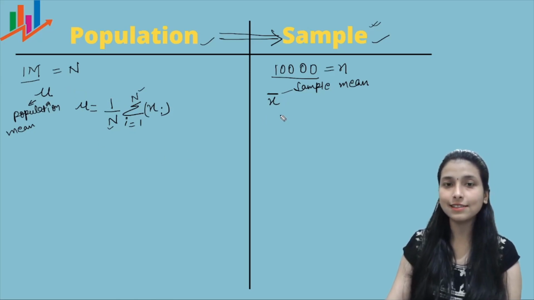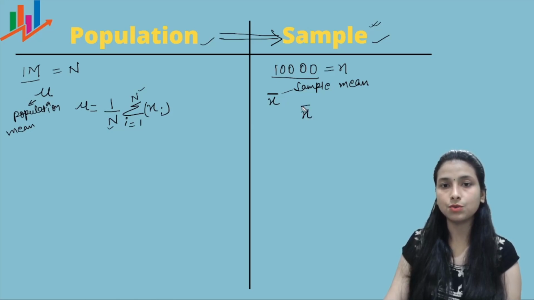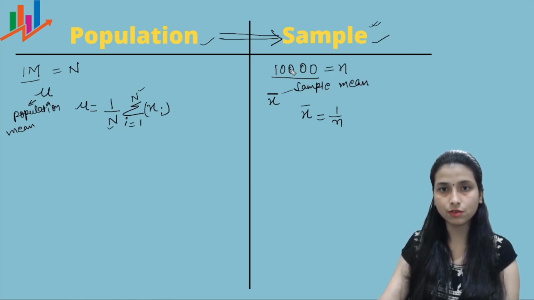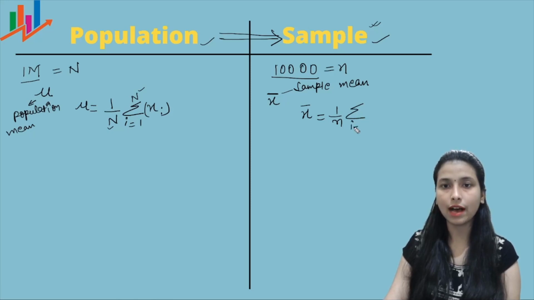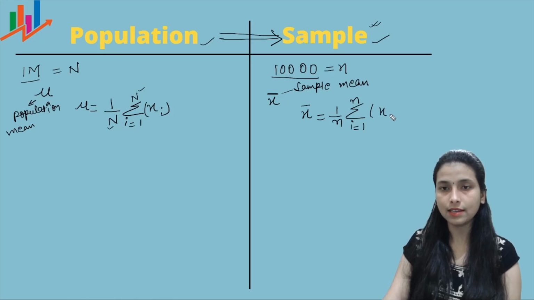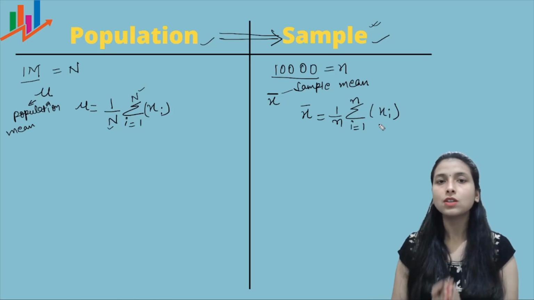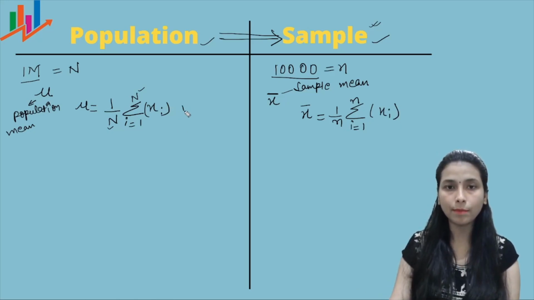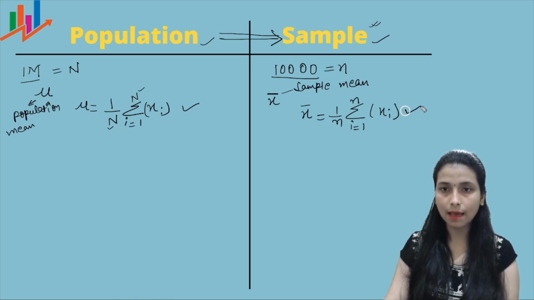In a similar manner, for the sample mean, we write 1 by small n, where n is the count representing the sample data, then summation of i equal to 1 till small n, and again x i. So this is the formula for population mean as well as sample mean.